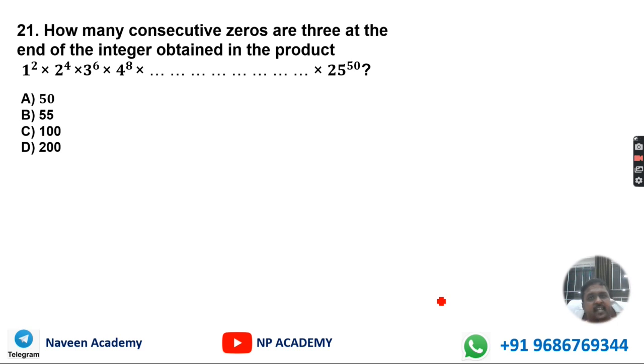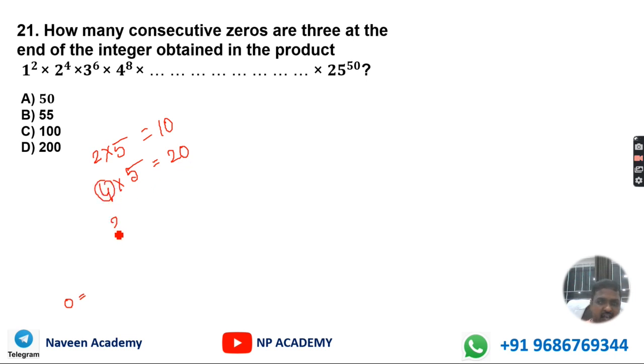See how many consecutive zeros are there at the end of the integer obtained in the product 1 square, 2 power 4, 3 power 6, 4 power 8. See, my dear friends, if I want a 0, we need 2 into 5, which is 10. For example, 4 into 5, how much? You are getting 20.